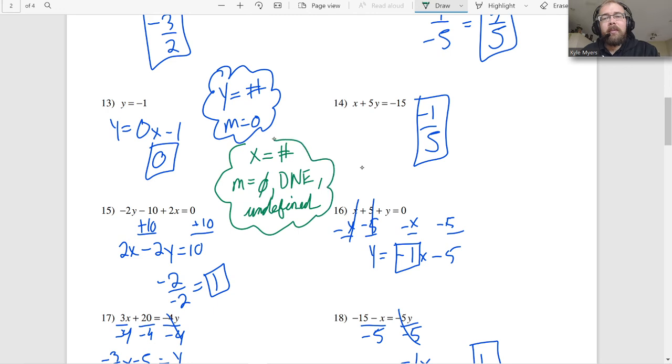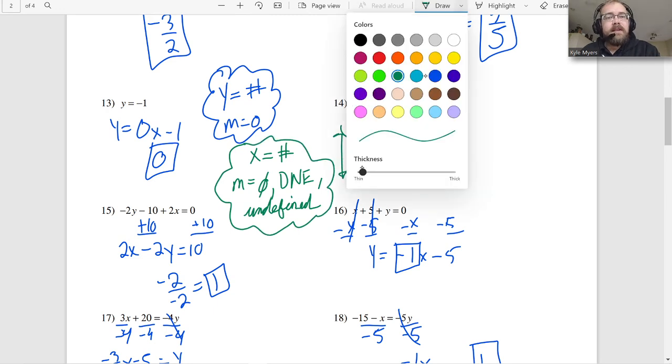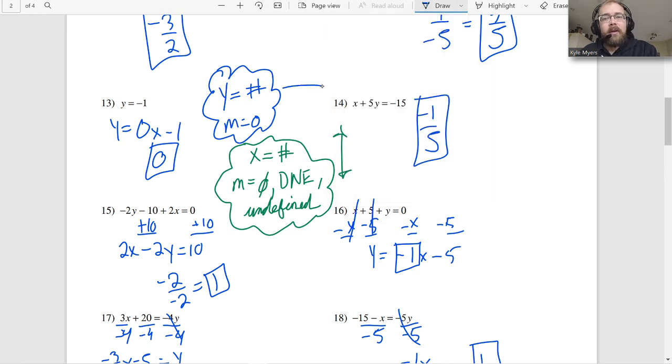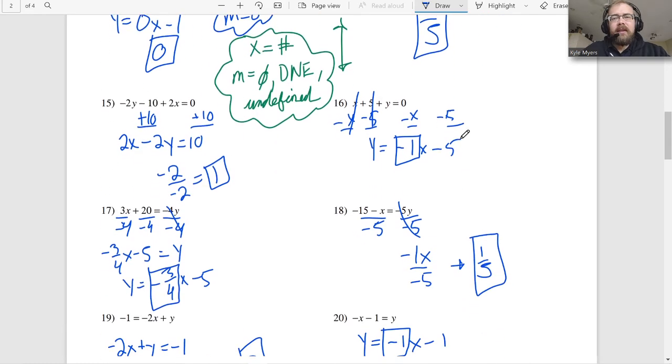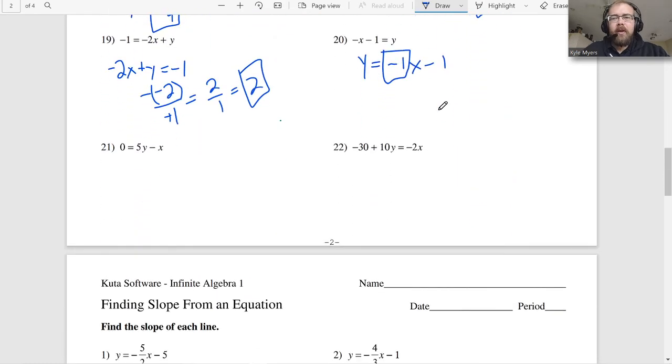Because if x equals a number, that's a vertical line. Versus if y equals a number, horizontal line. A horizontal line has a 0 slope. A vertical line has an infinite slope. Infinity is not a number, though. So that's why we put does not exist or undefined or whatever. All right, anyways, let's go ahead and wrap up here.